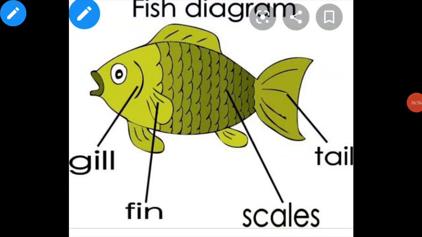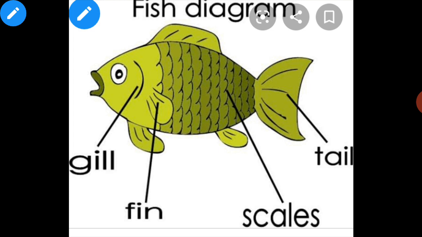Dear students, the fish living in water shows the following adaptations. Fish has a streamlined body. That streamlined body makes it easy for the fish to swim under currents of water.